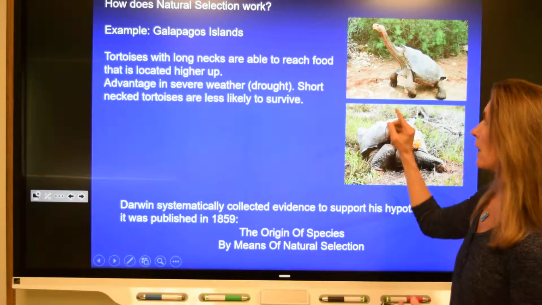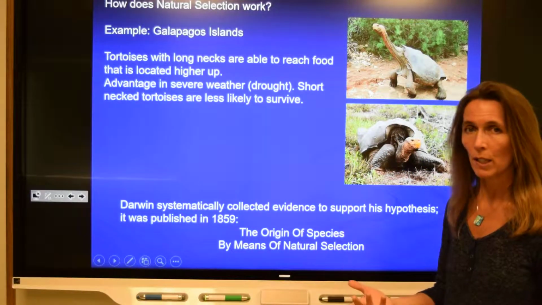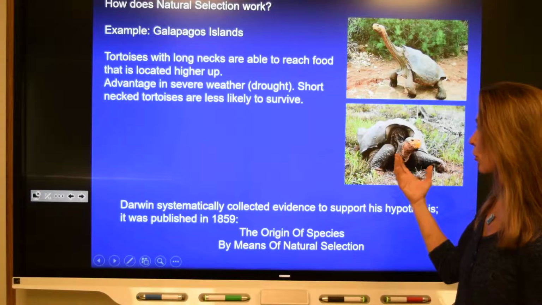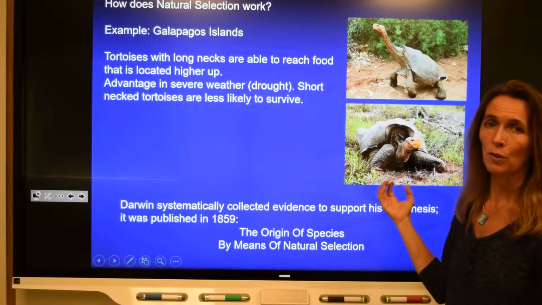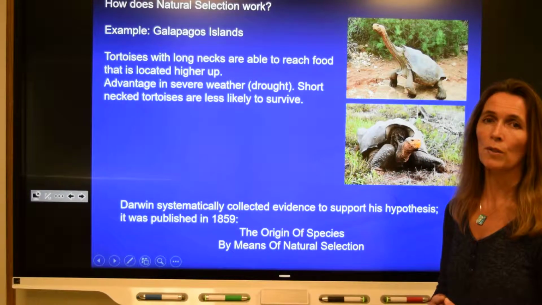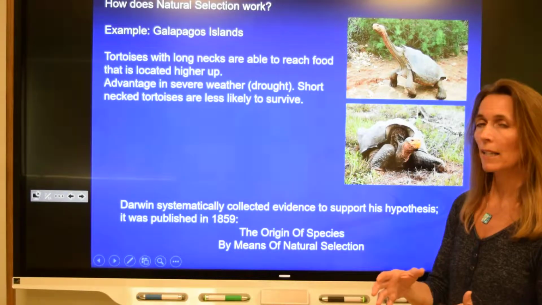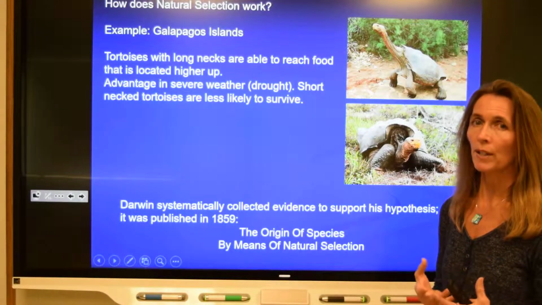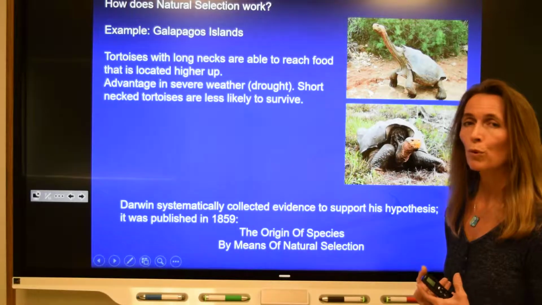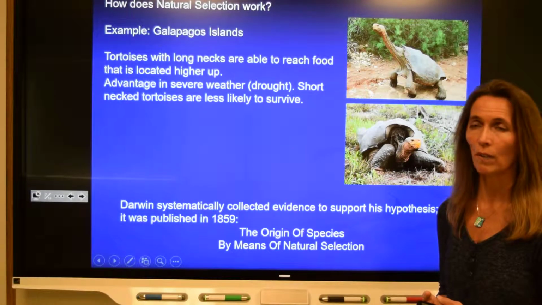For that reason, this advantage made them reproduce more successfully, whereas the shorter necked tortoises could not compete with those longer necked tortoises and became extinct on these islands. On other islands that are not that dry, where vegetation and food resources are not such a problem, the shorter necked tortoises have still survived.